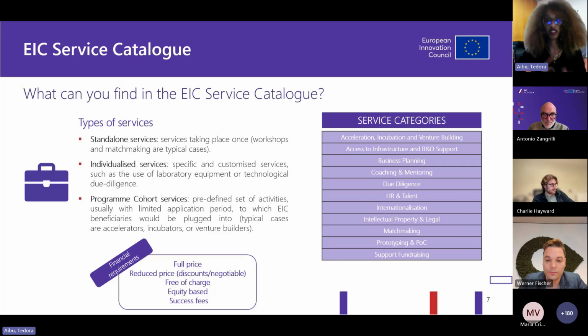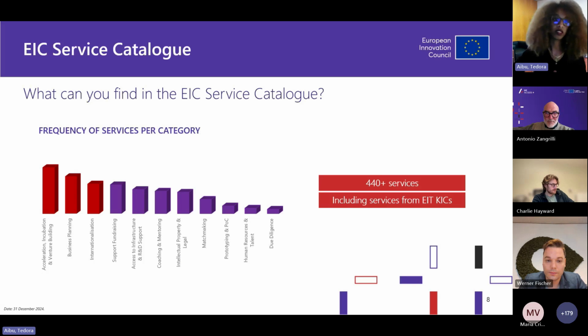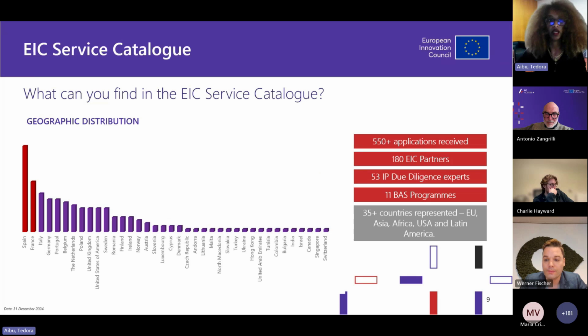In terms of categories, we have categorized the services to make it easy for beneficiaries to find what they are looking for into 11 categories, and each service would fall under one of these categories. So it will be helpful for you to also pay attention to the categories. We'll see them later on the homepage, in which it is quite easy for you to filter the services by category. Still staying on the category, these are the range of services that we have. We have quite a number of services on acceleration, incubation, and venture building, business planning, internationalization, and support fundraising services. And these are the services that we have seen a lot more affinity for from EIC beneficiaries. So we are trying to make sure there is a good number of them available for beneficiaries to have a wider option for choosing.